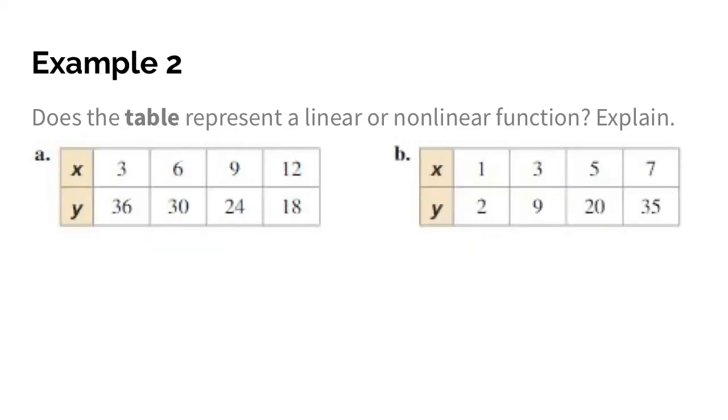Okay, so now let's do the same thing from a table. From a table, what we're going to have to look at is that idea of a constant rate of change. I'll put it as ROC, rate of change. When I look at a table, what I'm going to do is first look at my x values. My x values, again, are going to represent my inputs.